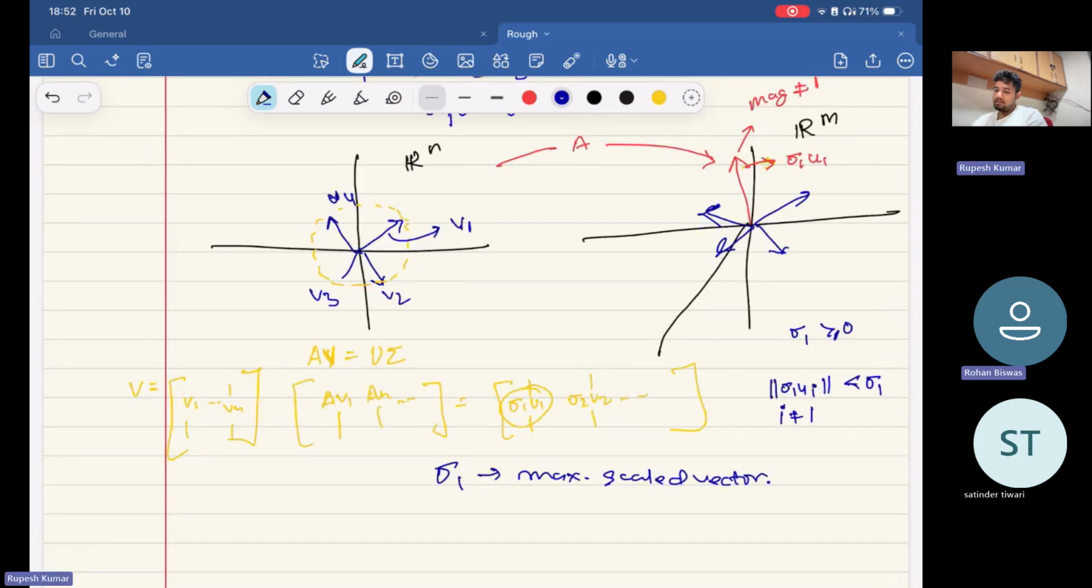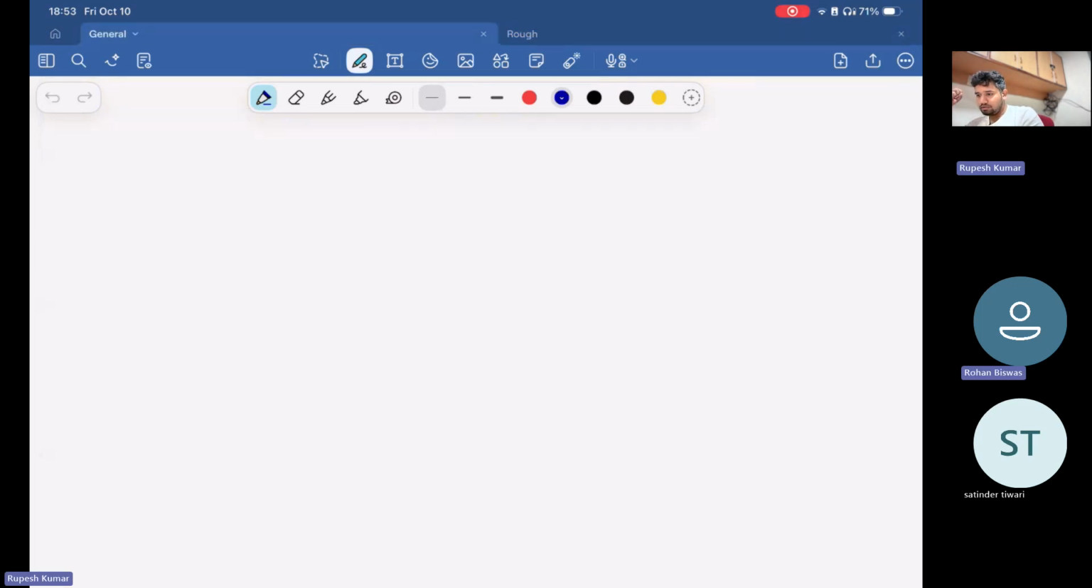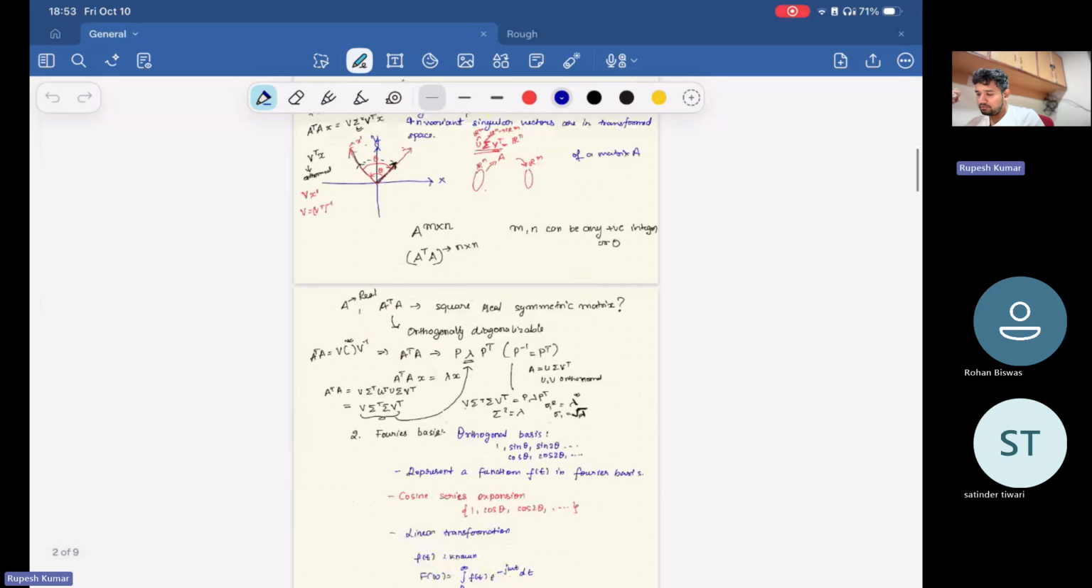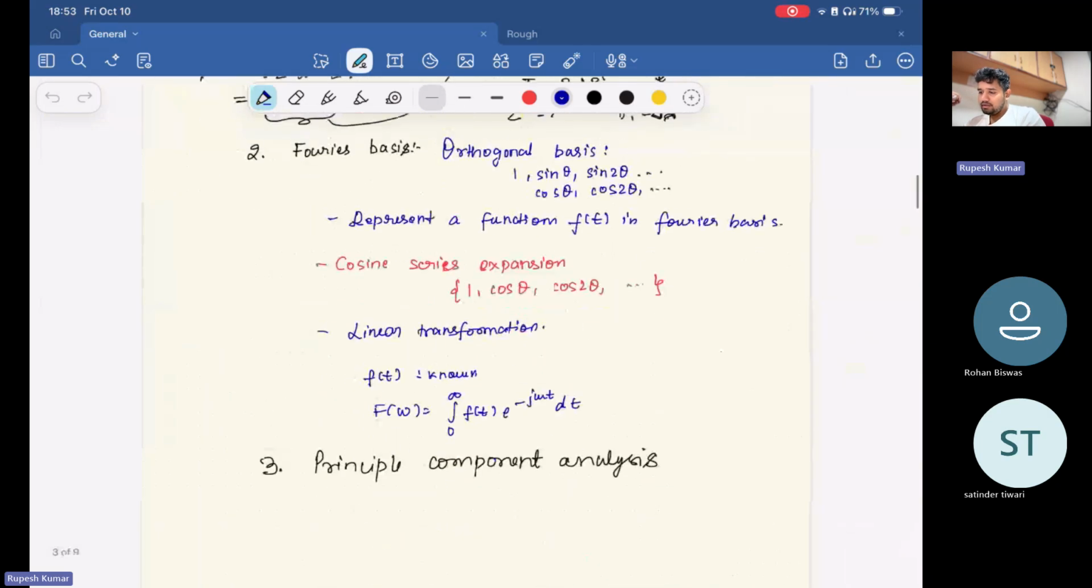What happens is, this left singular vector spans the input space, and the right singular vector spans the output space. Now if you have a set of basis vectors for a space, then you can always define which direction is getting the maximum scaling using singular value decomposition. Right? Any other doubts? No, sir. So this was it about singular value decomposition, right?